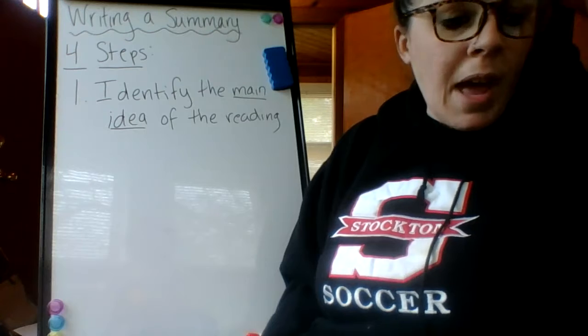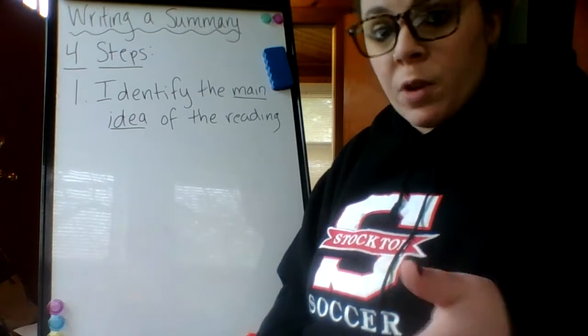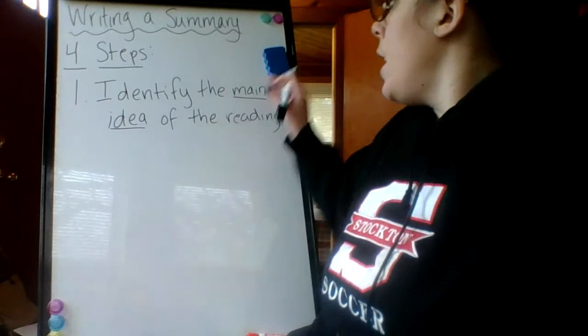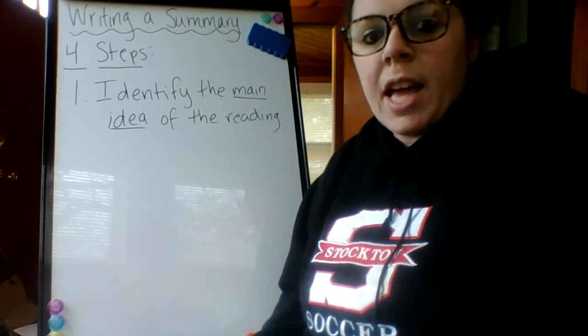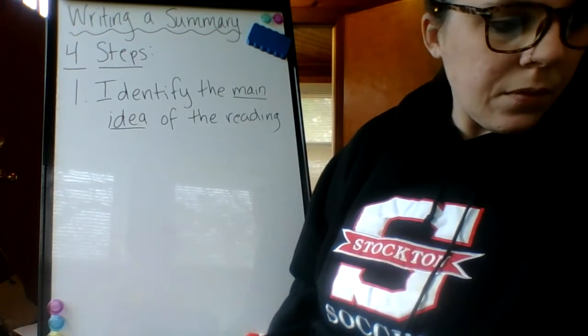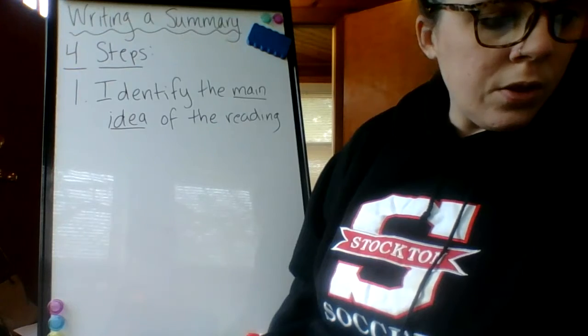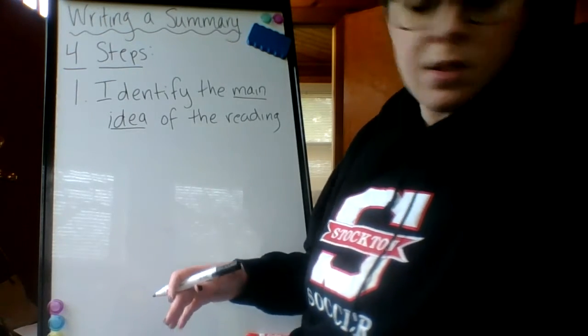So if you look back in your notes, the main idea is only like 3 to 4 words. You don't have to include any details or anything like that. It's just the main idea. What is the reading basically about? So next, you want to identify the supporting details of the reading.